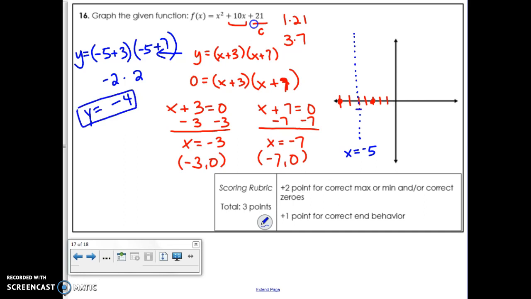So I go down 1, 2, 3, 4. Draw the vertex. And then finally, I have 3 points on the graph and I can draw the parabola.